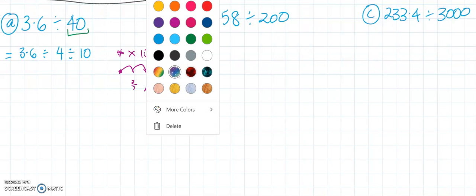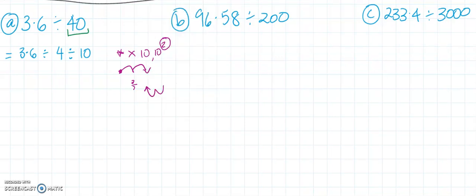I'm just going to use a different, like a rainbow pen. First part is where we'll do that part first: 3.6 divided by 4. Using our division, 4 cannot go into 3, so we put a 0. Line up our decimal point and bring in the second digit, makes it 36. 4 goes into 36 9 times with no remainder.